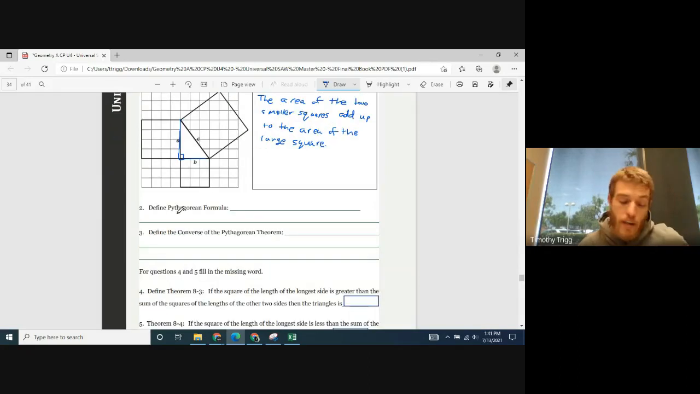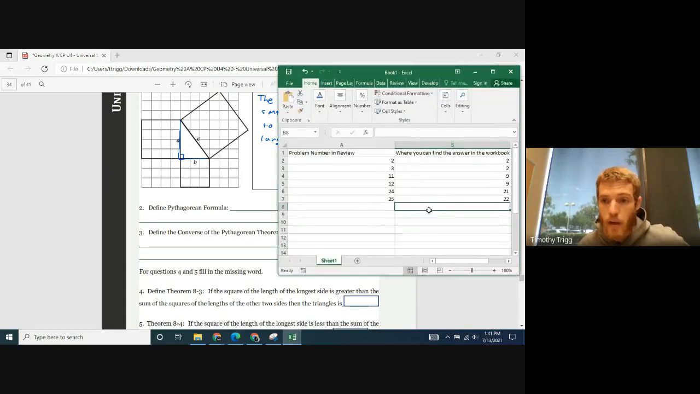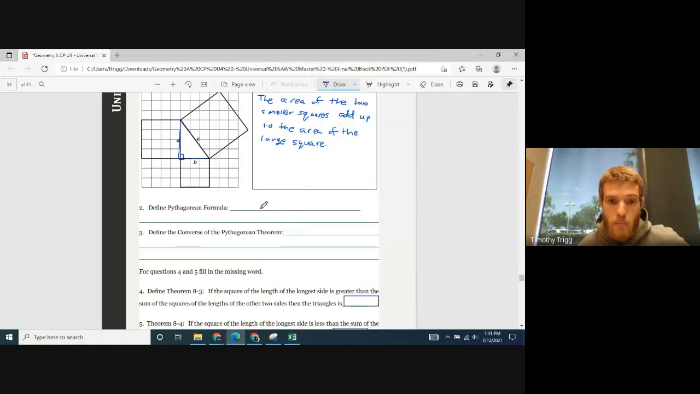Now, as far as the definitions, here it asks to define the Pythagorean theorem and define the converse of the Pythagorean theorem. For most of the definitions, I'll just have you go back into the packet and find where those definitions are. For problems 2 and 3, you can find those on page 2. So go to page 2 and find this definition. Same here. Go to page 2 and find this definition, put it there. Okay? So don't just write "page 2." Go to that page in the workbook, find the definition, and write the definitions in here.